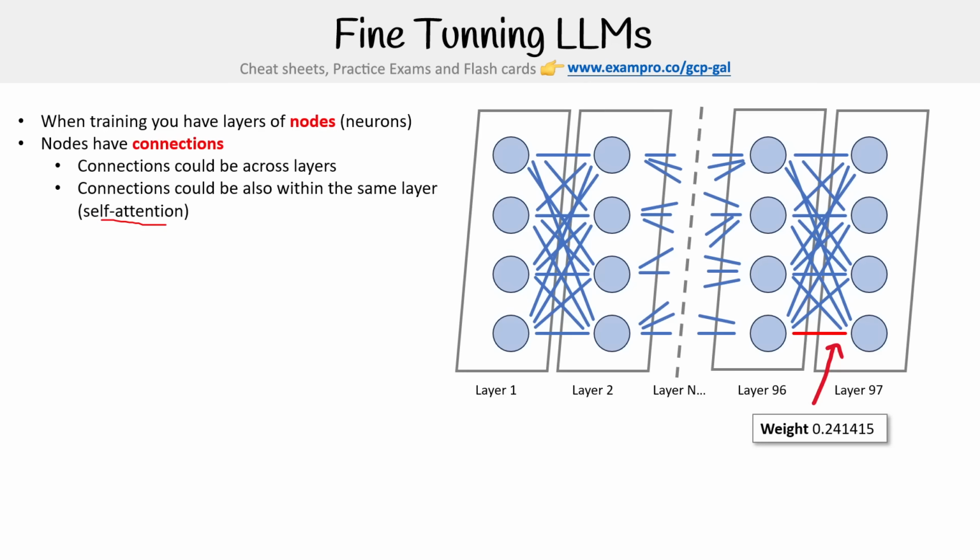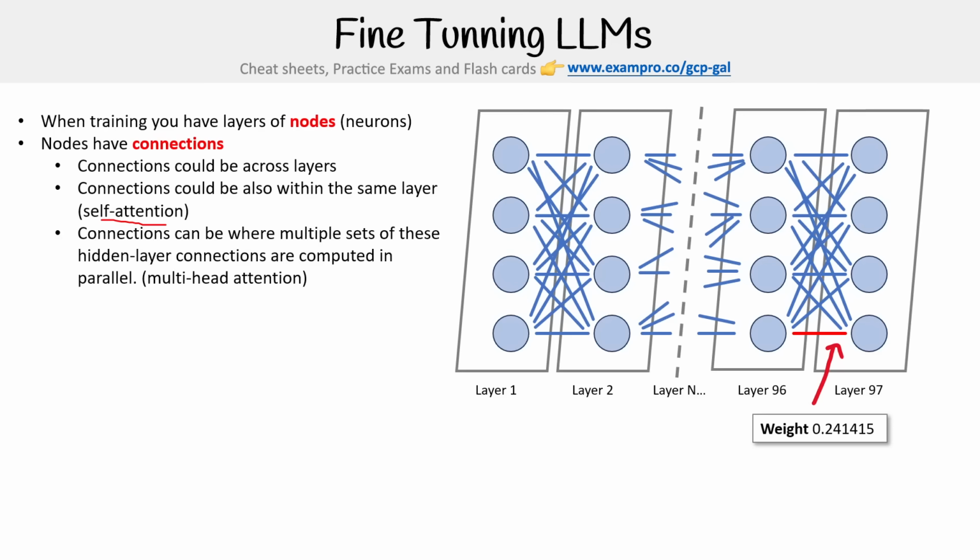But connections could also be where we have multiple sets of hidden layers, and these connections are computed in parallel. I'm going to just draw this here, but imagine we have another layer with nodes. This one will feed into that one, but this one's coming from here. Now it's called multi-head attention because it's coming from multiple sources. In fact, some of these will come all the way back here and feed in. So that is ways that we can feed our data forward.